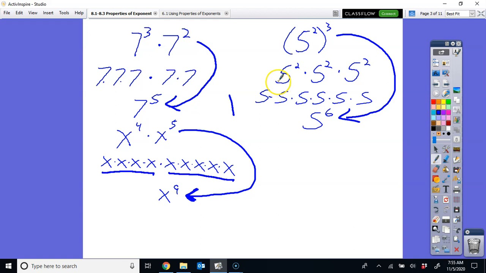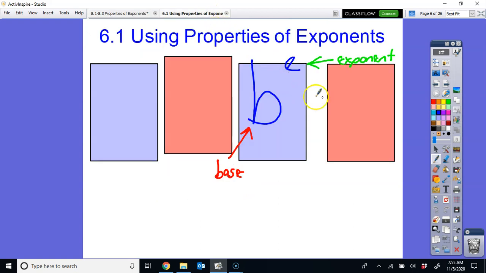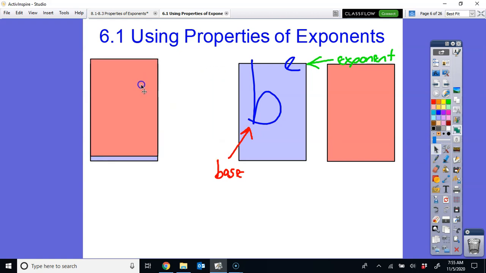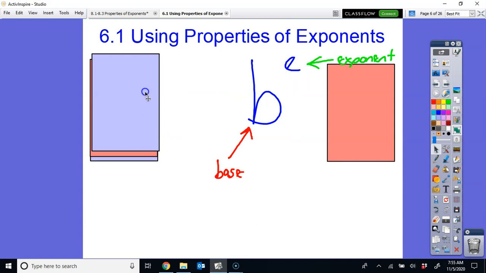Now what I'm going to do is I'm going to take you through and I'm going to show you all those properties of exponents. I created another video for you too that shows you how you can use a couple of colored sheets of paper and lay them on top of each other, like this right here.